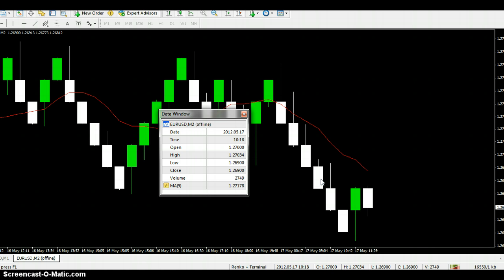Now 2717 is in the range of 2710 to 2720. However, it is not more than 50%. So 2717 and the close of the previous candle was 2720. That means it is not more than 50%. So we cannot move the stop even at the close of this candle.